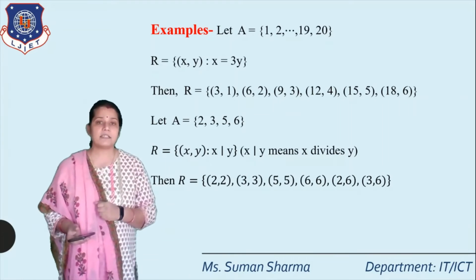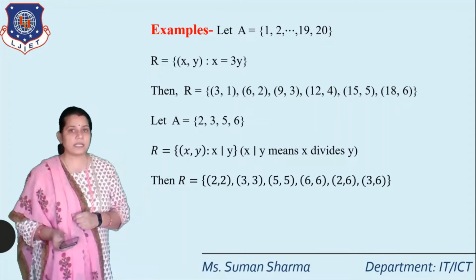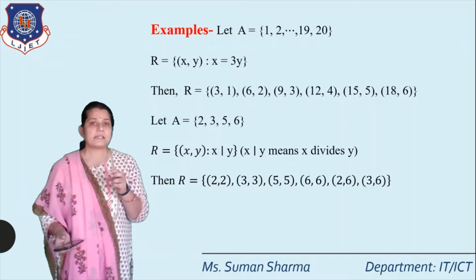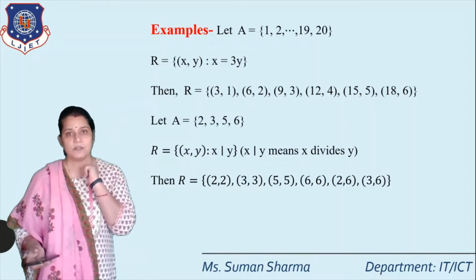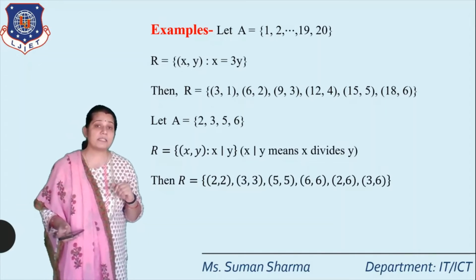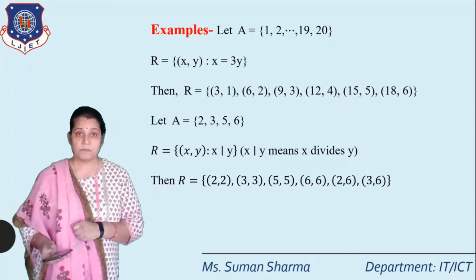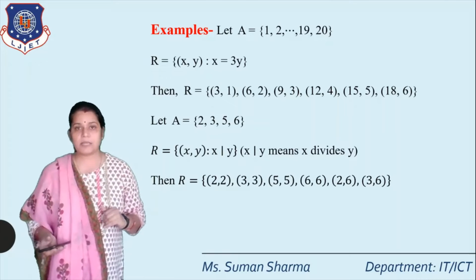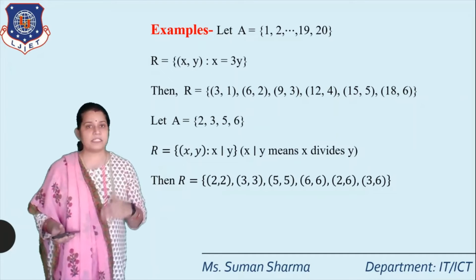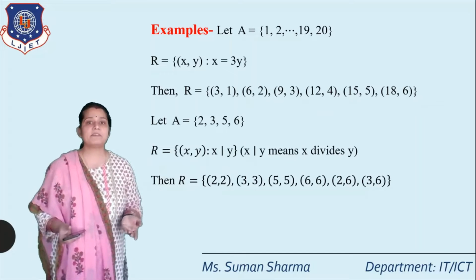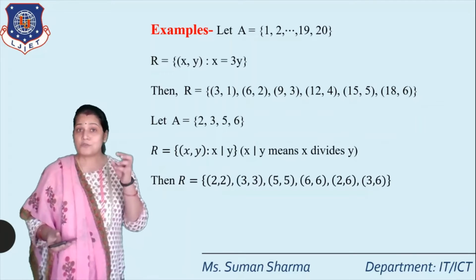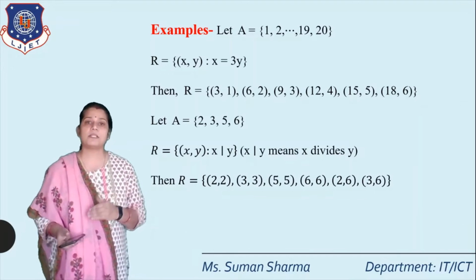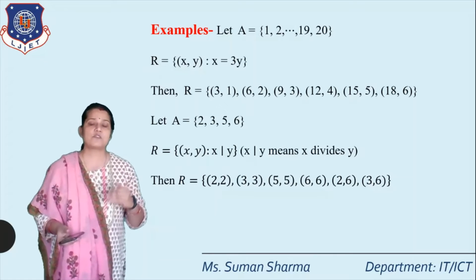And we are given the relation: x is such that x divides y. And what do you mean by x divides y? That means we divide y by x. Okay, so what is the relation? Because we are given the set 2, 3, 5 and 6. So first one, always keep in mind, every number is divided by itself. That means 2 divided by 2, 3 divided by 3, 5 divided by 5 and 6 divided by 6. Okay, so 4 pairs. The relation is equal to (2,2), (3,3), (5,5) and (6,6).